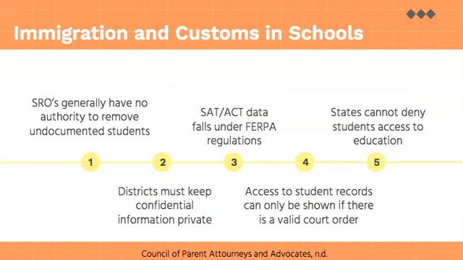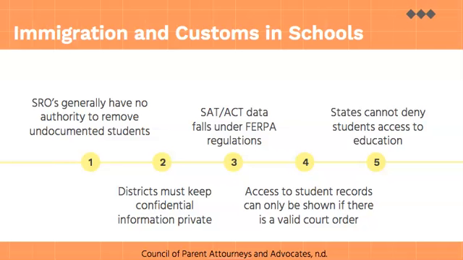And then again, within those laws, another big thing is immigration and customs in schools. So there were like 5 big categories related to students who are undocumented. So most schools are going to have an SRO, and generally they do not have the authority to remove these undocumented students. The districts have to be able to keep confidential information private.